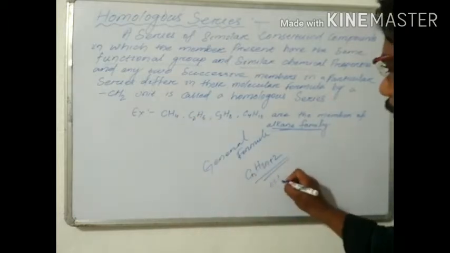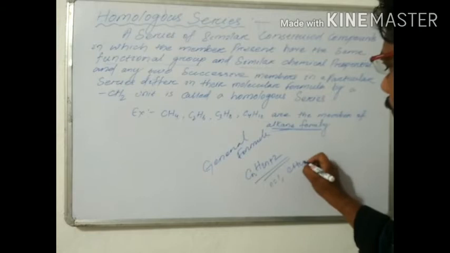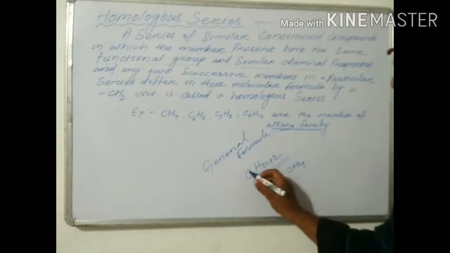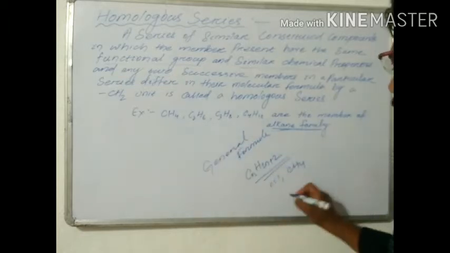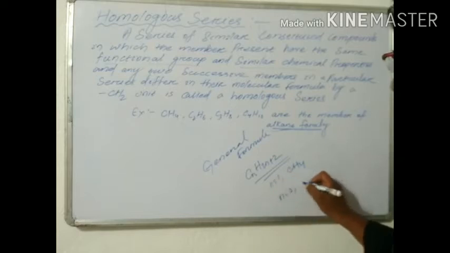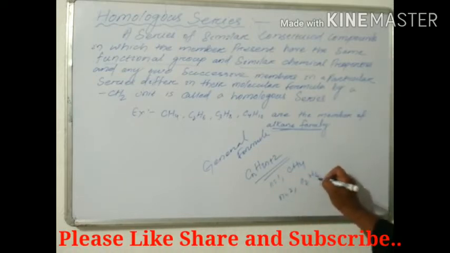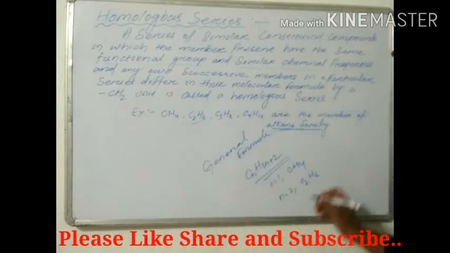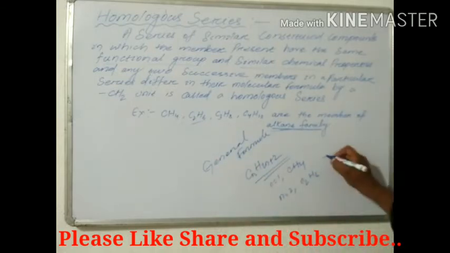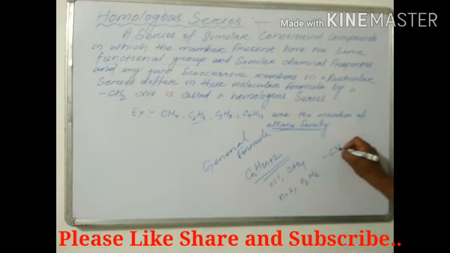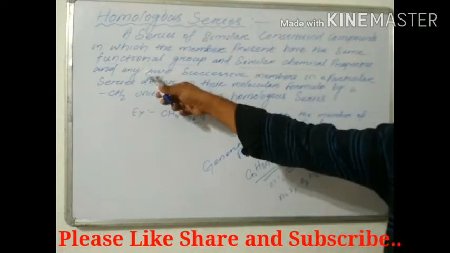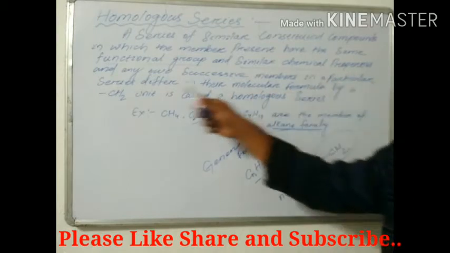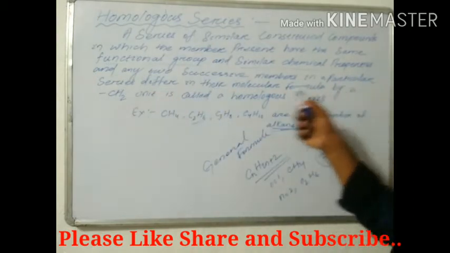When n is equal to 1, we get CH4. N equal to 1 means C1 and H is 2 into 1, 2, plus 2, 4. So this is the first member. When n is equal to 2, we get C2H6, the second member. What is the difference here? One carbon is increased and two hydrogens are increased. So from one member to the second member, the difference is CH2. Any two successive members in a particular series differ in their molecular formula by a CH2 unit.